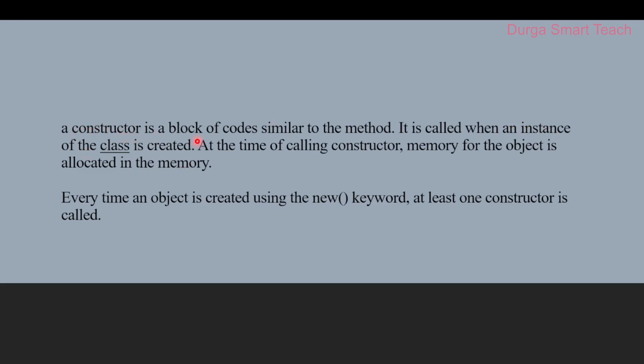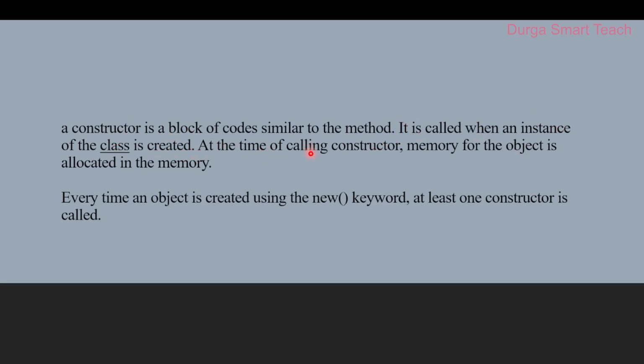A constructor is a block of code similar to a method, so that's why we call it a special type of method. It is called when an instance of the class is created. Whenever the object is created, it is used to initialize the object. So what is meant by initialization? Initialization is nothing but storing values.